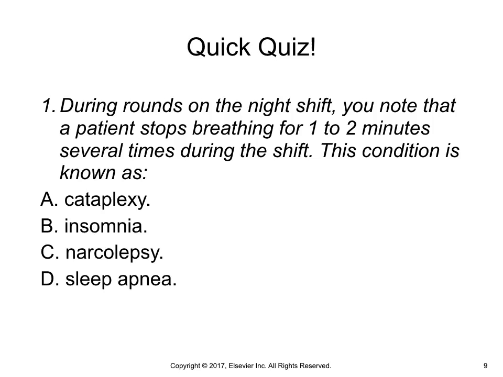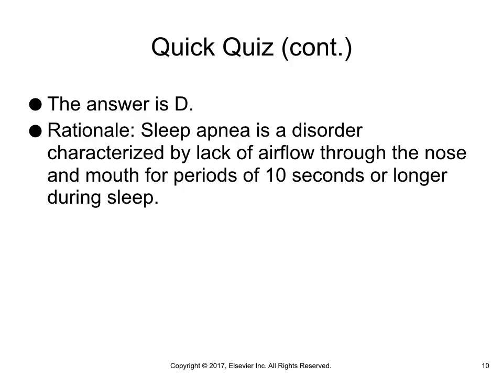Time for a quick quiz. During rounds on the night shift, you note that a patient stops breathing for 1 to 2 minutes several times during the shift. This condition is known as A. Cataplexy, B. Insomnia, C. Narcolepsy, or D. Sleep apnea. The answer is D. Sleep apnea is a disorder characterized by lack of airflow through the nose and mouth for periods of 10 seconds or longer during sleep.